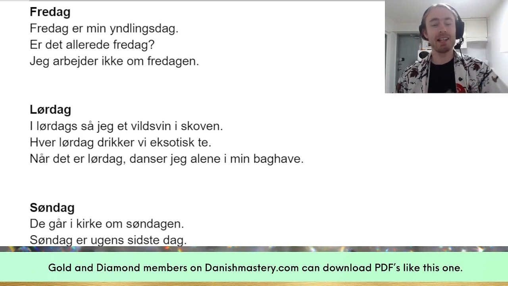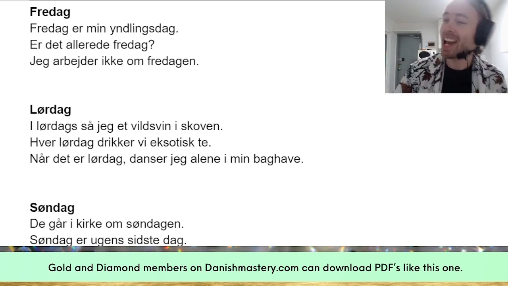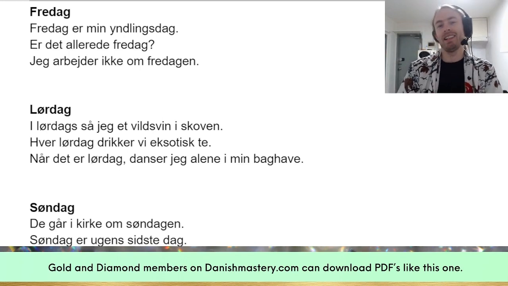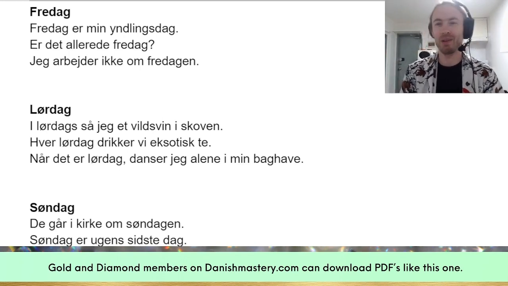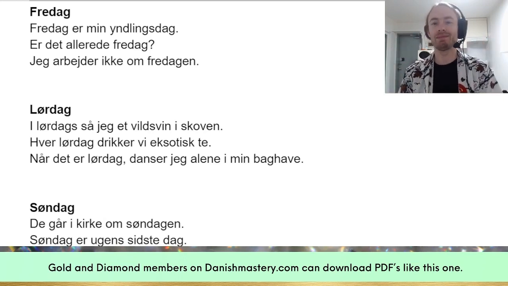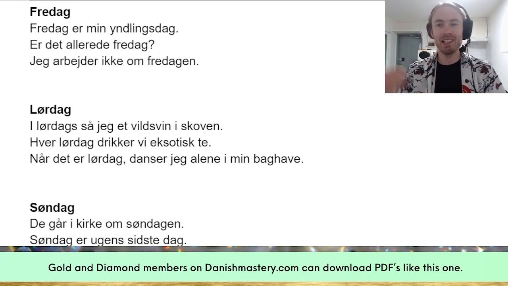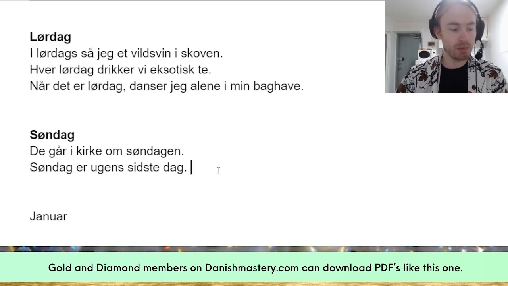Når det er lørdag, danser jeg, I think you know what dance is. Danser jeg alene. Danser alene. I dance alone. Danser jeg alene i min baghave. What is baghave? That is of course backyard. Right? Når det er lørdag, danser jeg alene i min baghave. Saturday, I dance alone in my backyard. Again, most people wouldn't say it, but it doesn't matter. Just practice. Okay. So let's do one more with søndag.